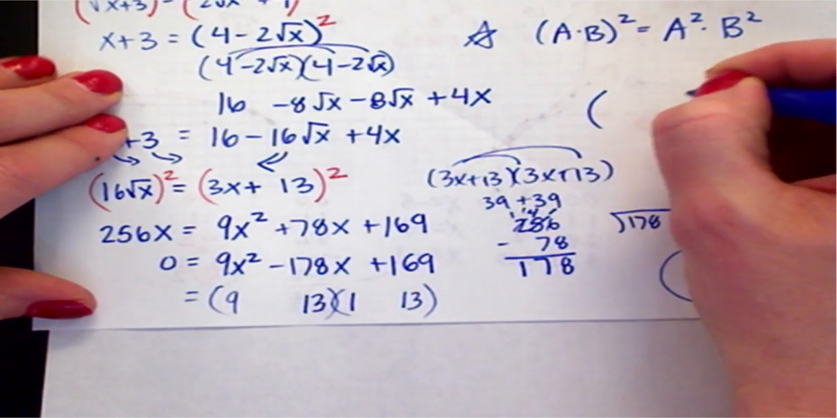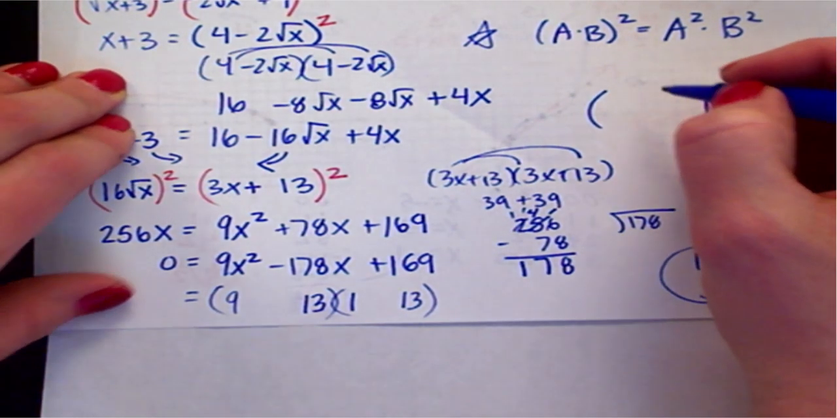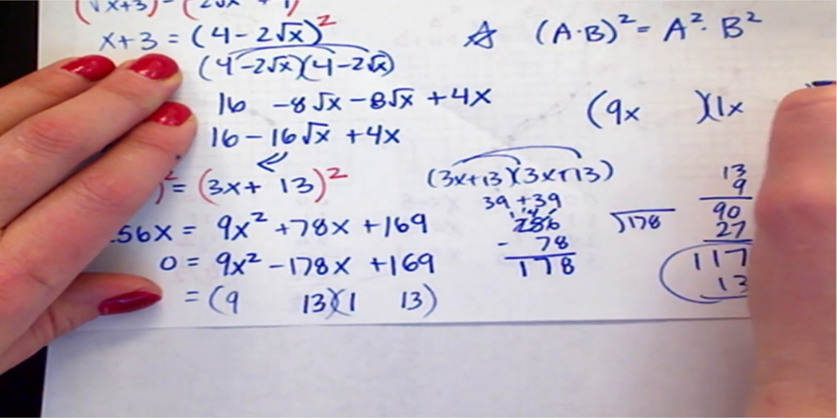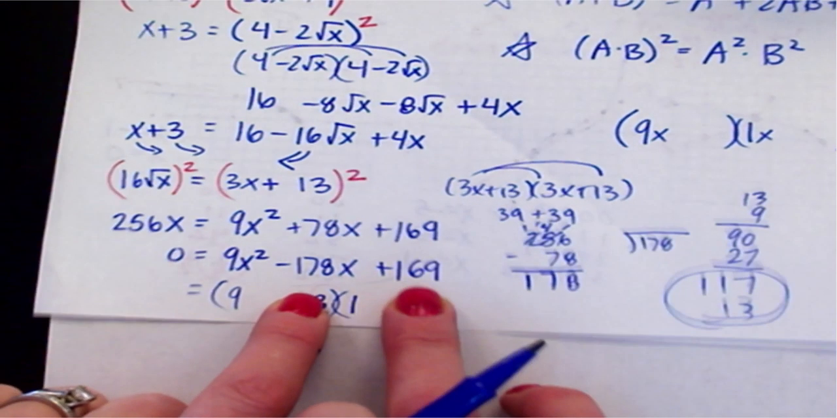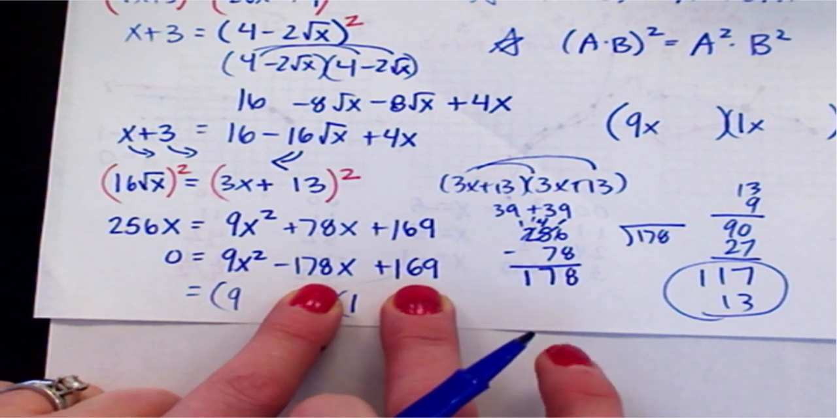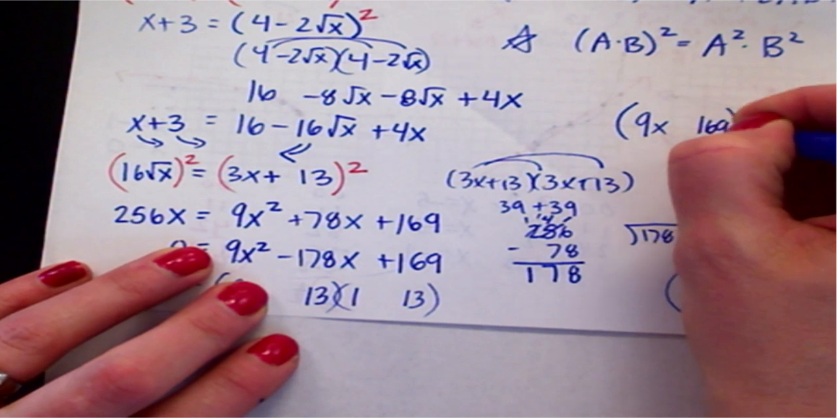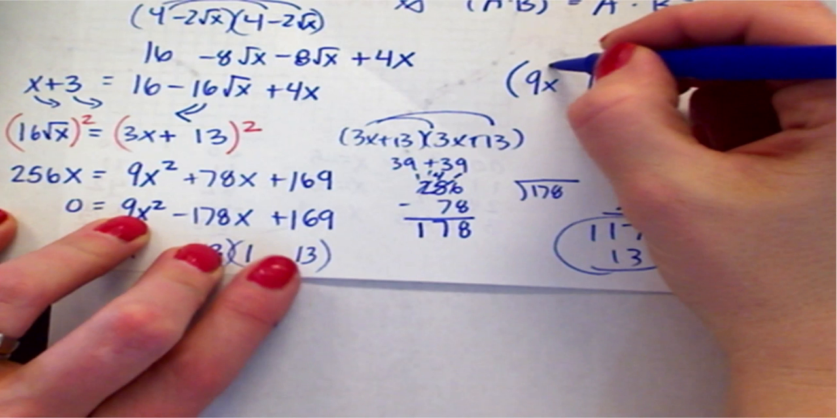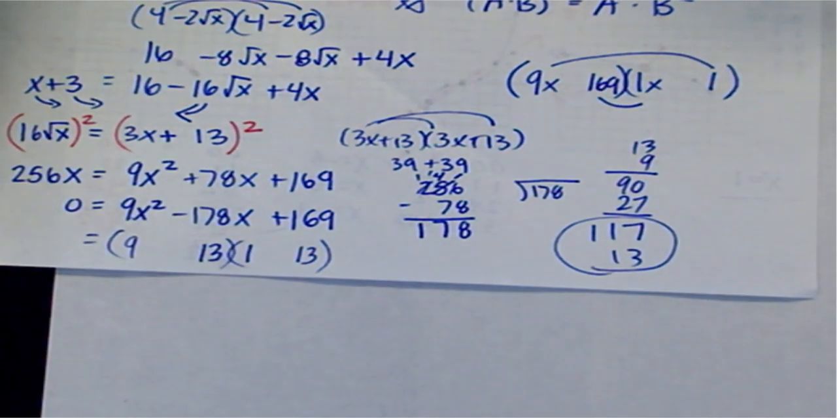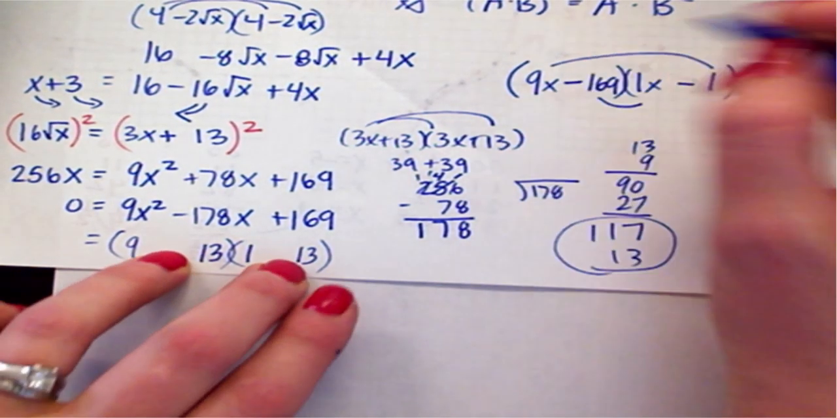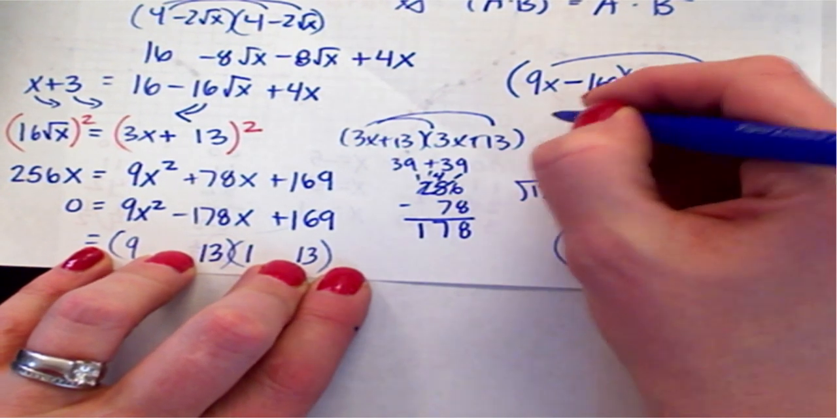Okay, so let's try this. What if we do 9 and 1? Oh, guys. What's the difference between 169 and 178? 9. Check my factors. Look at what I just did. Look at your outer and your inner. Ooh. They've got to both be negative. And so we get x equals 1.